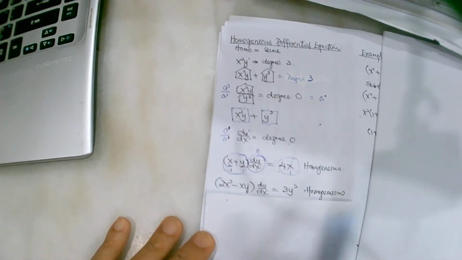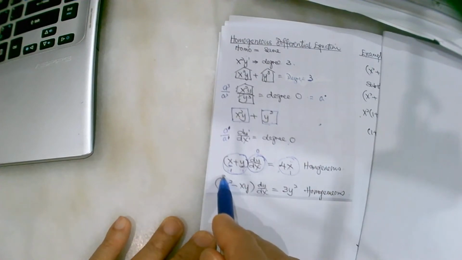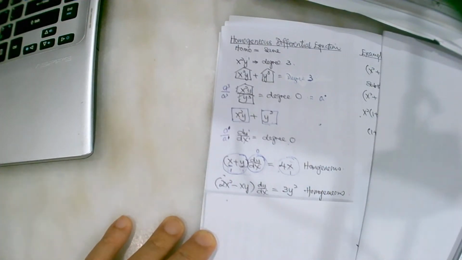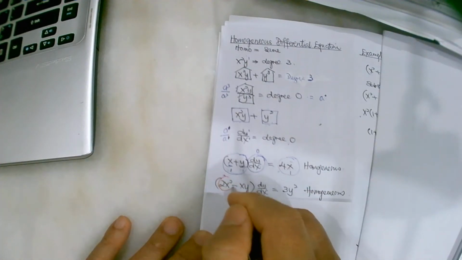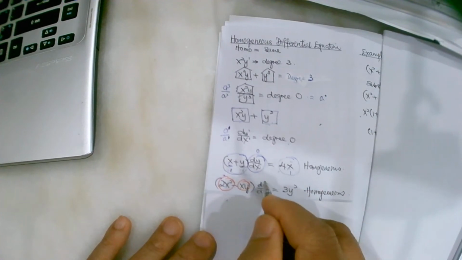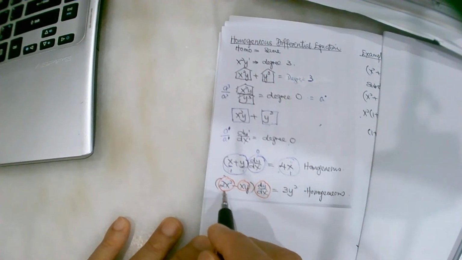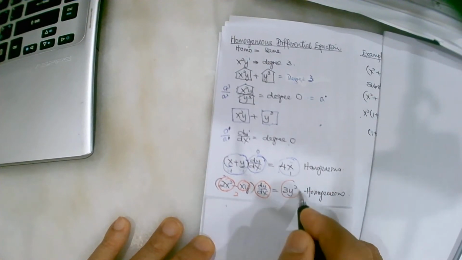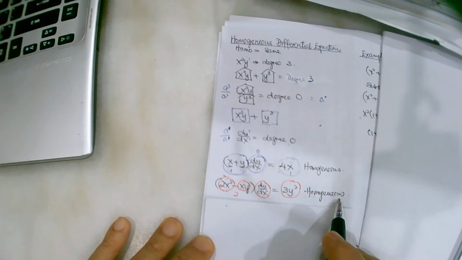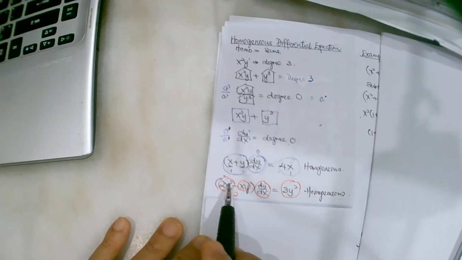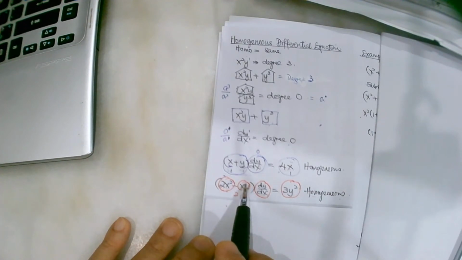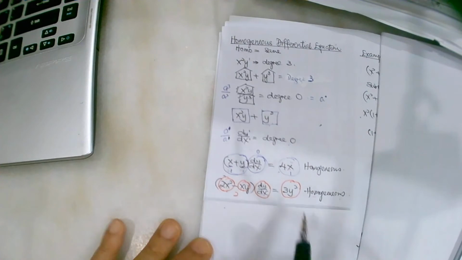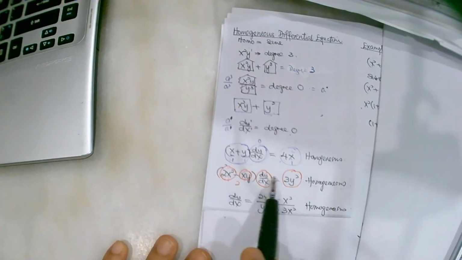Okay, look at this one. This one, the degree is 2, this one also 2, and this one the degree is 2. That means overall the left hand side, the degree is 2, and the right hand side also the degree is 2. That's why it's homogeneous. There, 2 is a constant, no degree, x power 0. And here is x power 1, y power 1, so the degree is 2. So this is homogeneous.